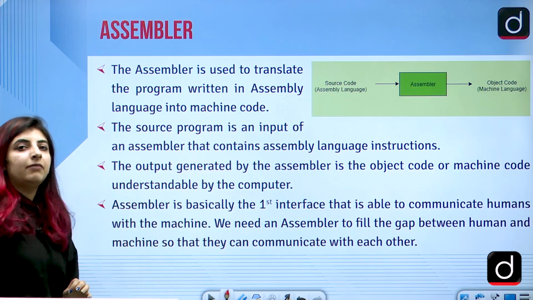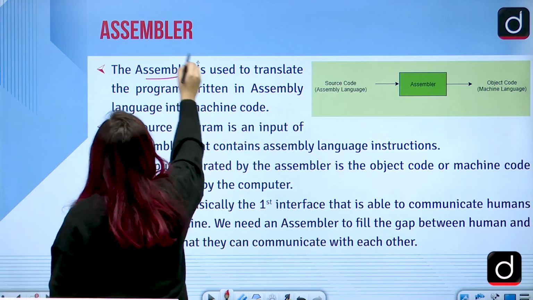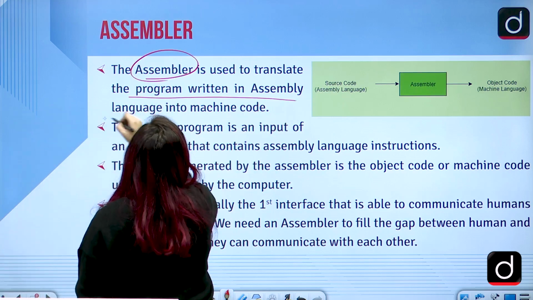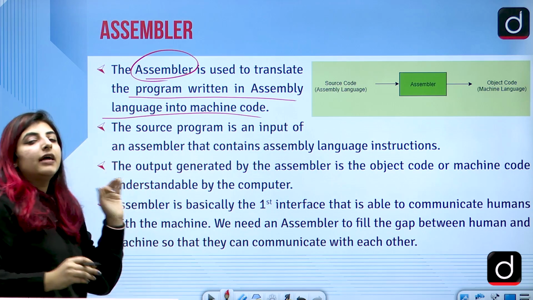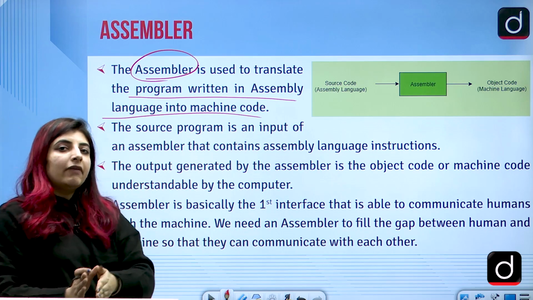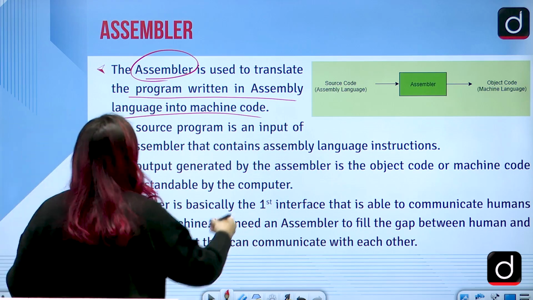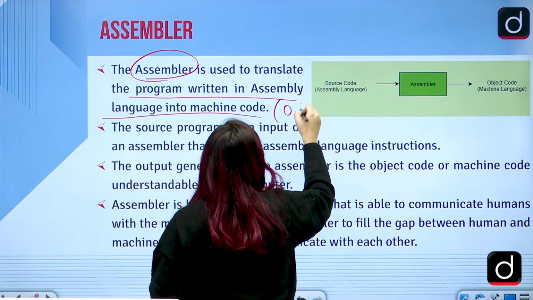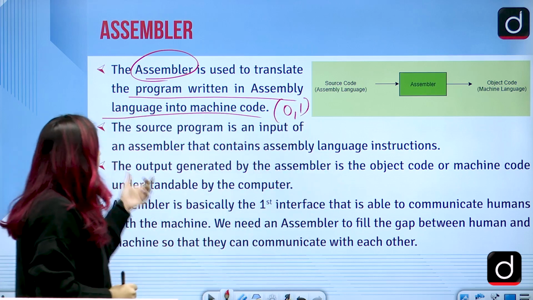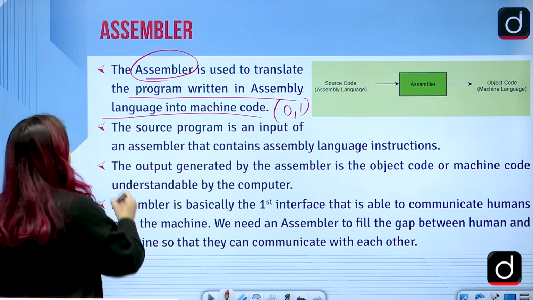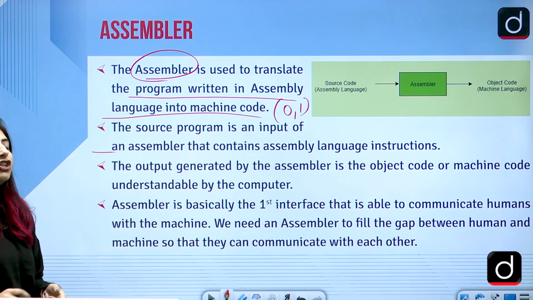Then we have the assembler. An assembler is a program written in assembly language, and it translates the program written in assembly language into machine language. What is machine language? Machine language is zeros and ones. The source program is the input of an assembler and contains assembly language instructions.